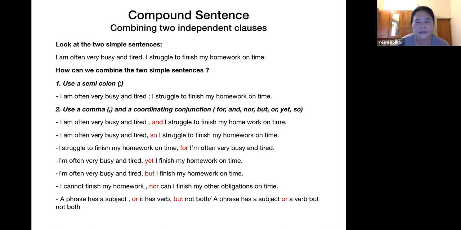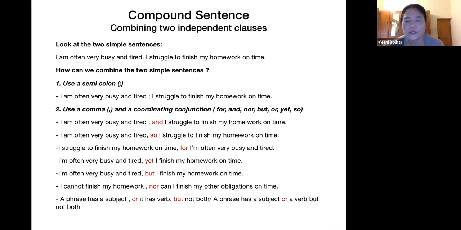A phrase has a subject or it has a verb. I'm sorry, there should be an or over here. A phrase has a subject or it has a verb, but not both.